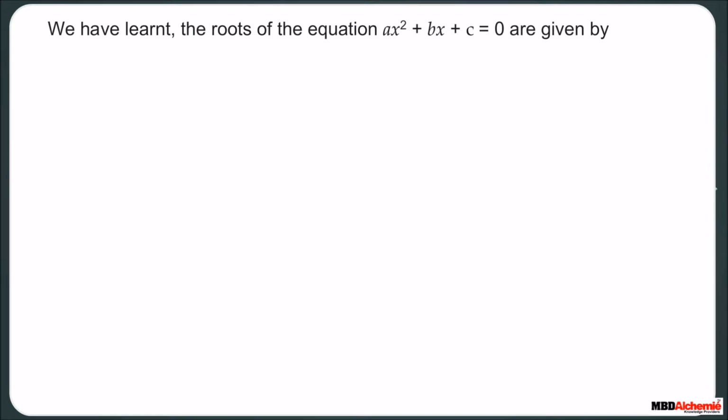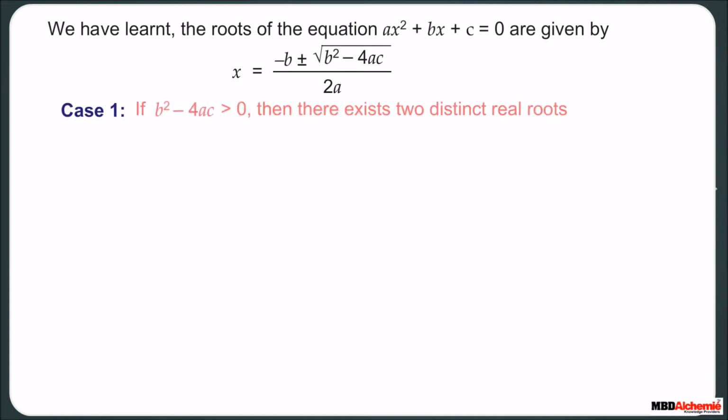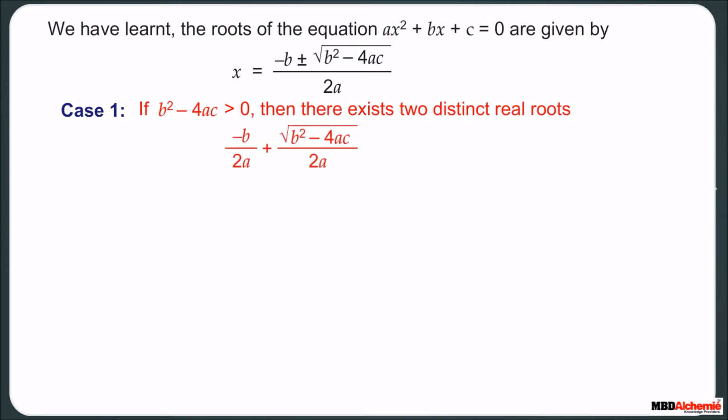We have already learned that the roots of the equation ax square plus bx plus c is equal to 0 are given by x is equal to minus b plus minus under root b square minus 4ac divided by 2a. Case 1. If b square minus 4ac is greater than 0, then we get two distinct real roots: minus b divided by 2a plus under root b square minus 4ac divided by 2a, and minus b divided by 2a minus under root b square minus 4ac divided by 2a.